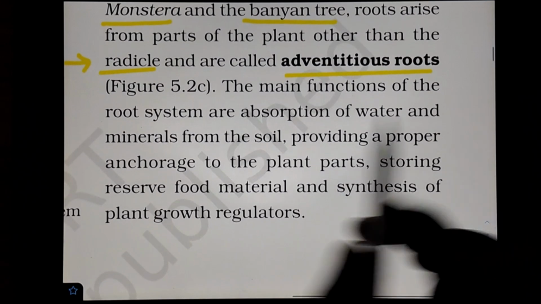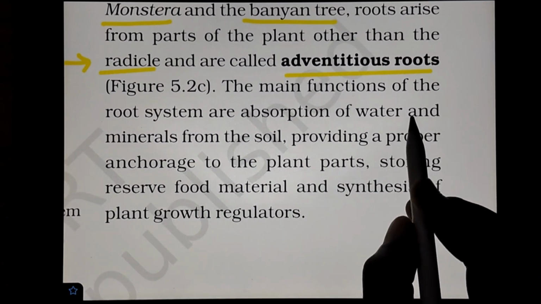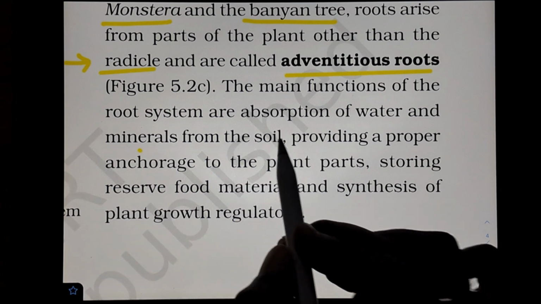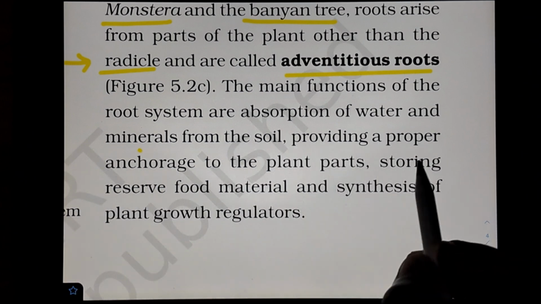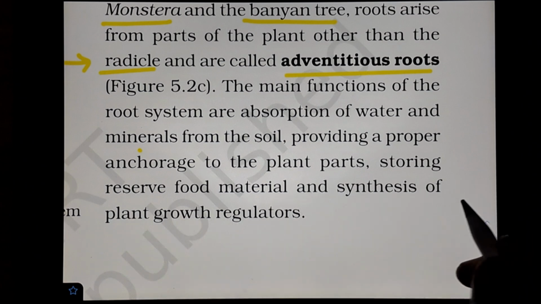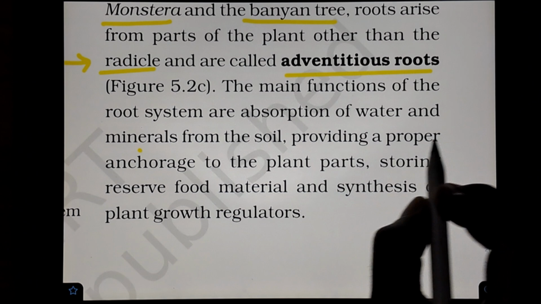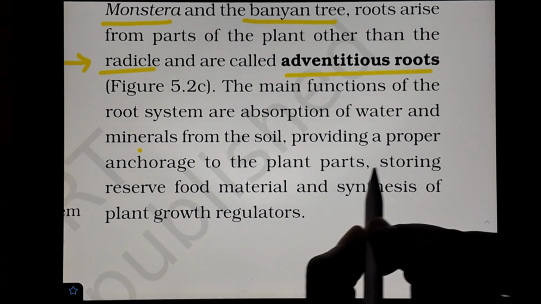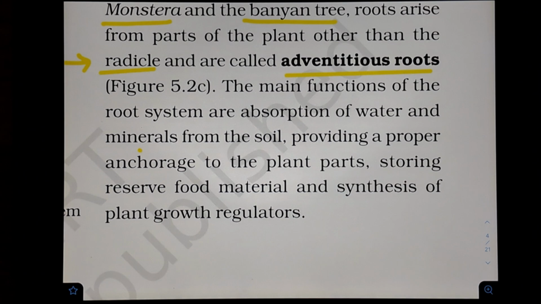The main functions of the root system are absorption of water and minerals from the soil, providing proper anchorage to the plant parts, storing reserve food material, and synthesis of plant growth regulators, PGRs.